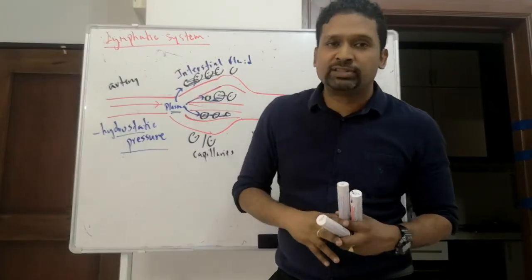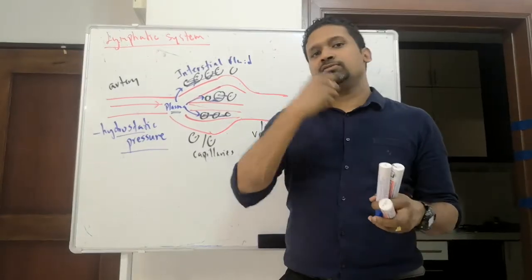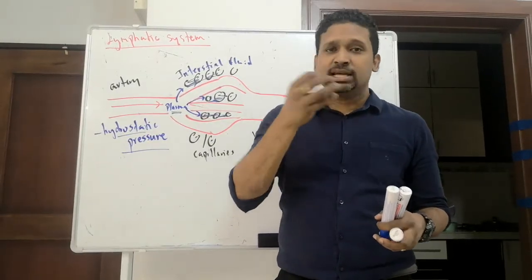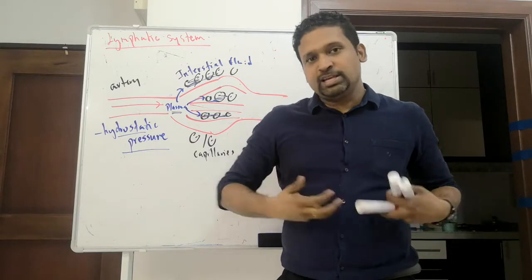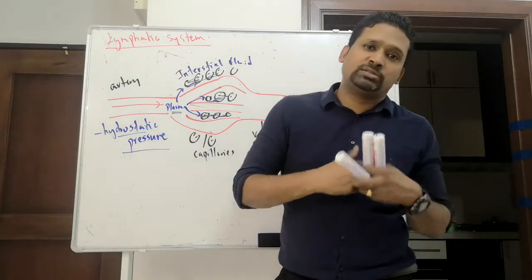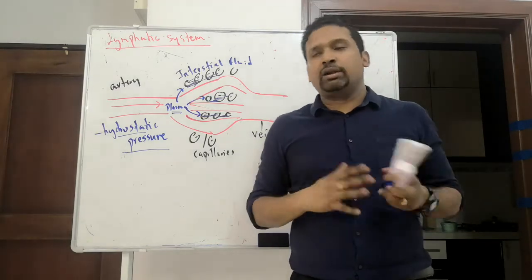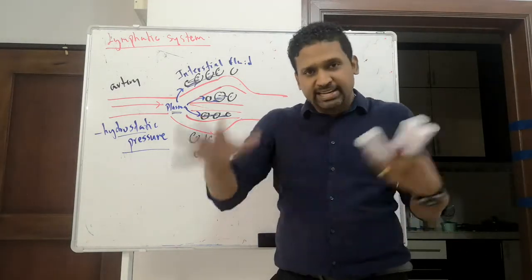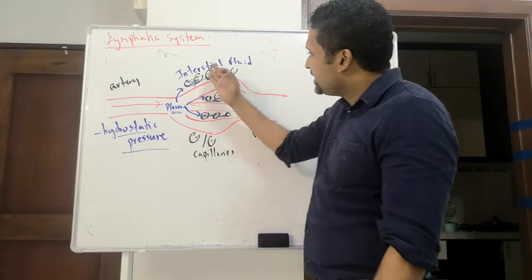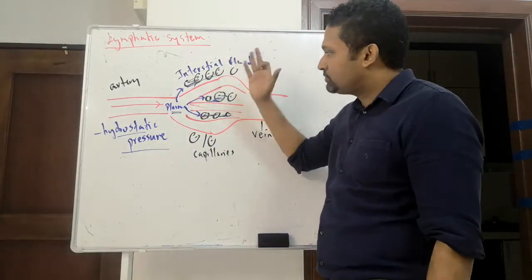What is the good stuff there? It gives nutrients, gives antibodies, whatever is present in the plasma, guys. So all the things that are present in the plasma are given to the cell. Then it takes out all the waste products. What are the waste products taken out? Like urea, uric acid, carbon dioxide. So it bathes the cell.